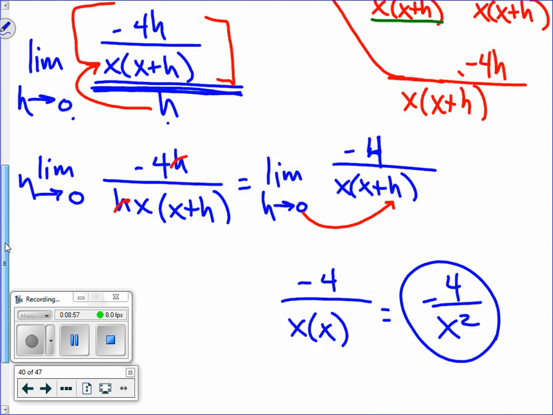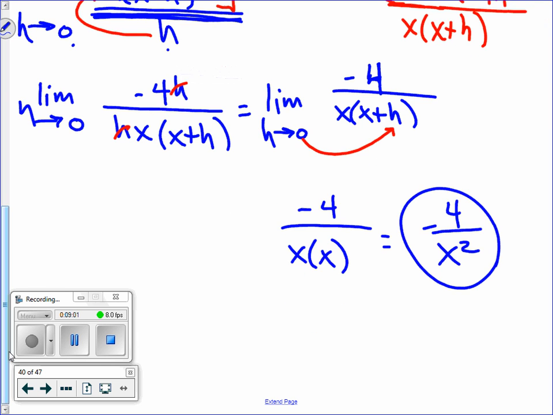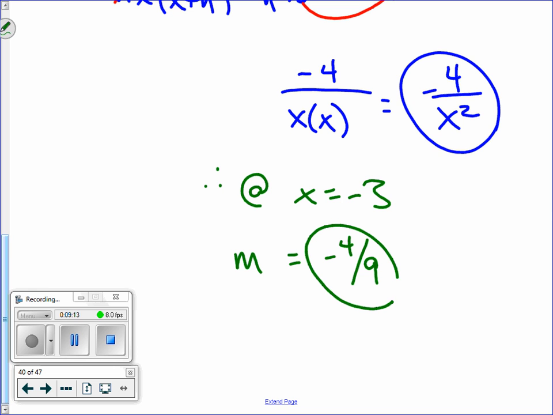And the question was, when x equals negative 3, therefore, at x equals negative 3, the slope is negative 4/9. We plug the negative 3 in for x. We square it. Negative 3 squared is 9. Negative 4/9.